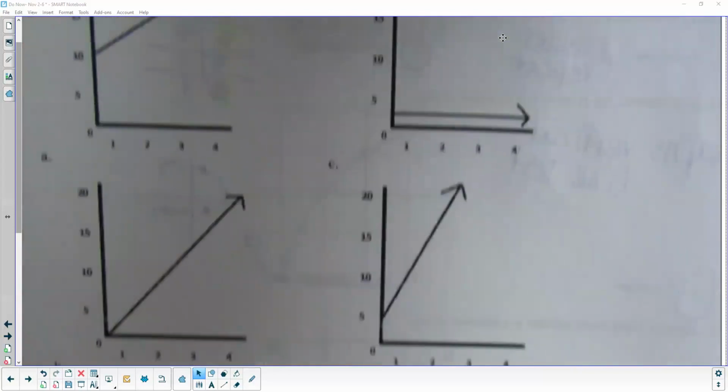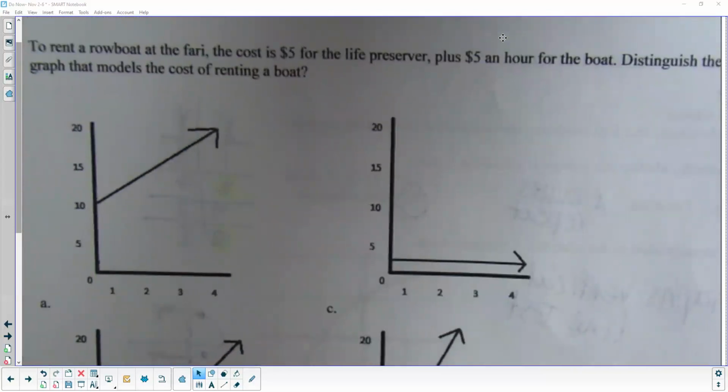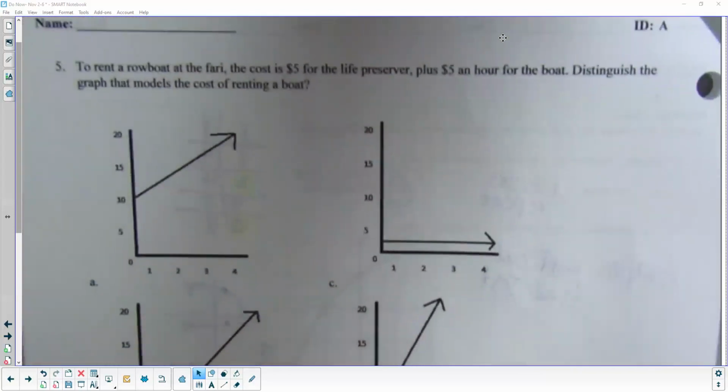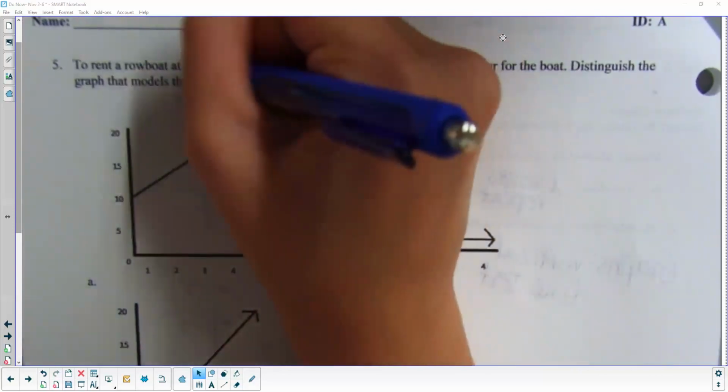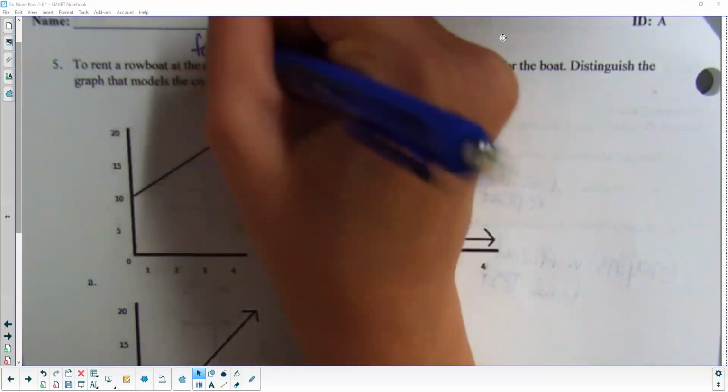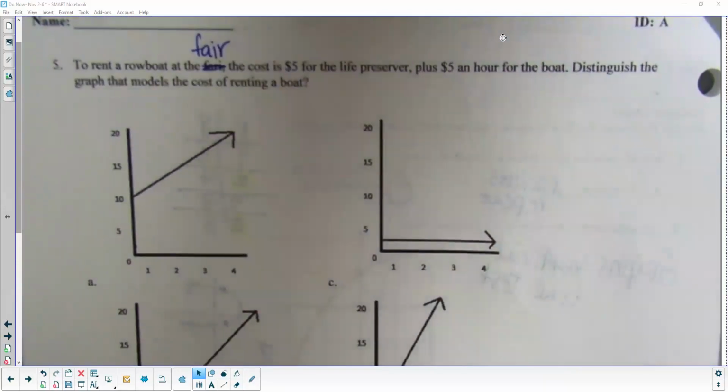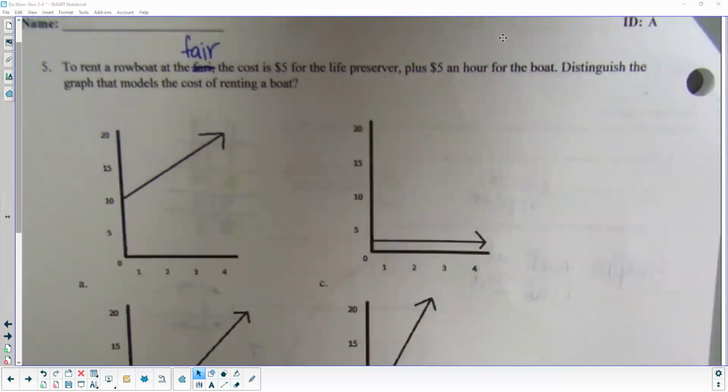All right, looking at the back side of the paper, this one is a word problem that we've got to match a graph to. I'm going to zoom out just a little bit here. So to rent a rowboat at the fair, it's supposed to be fair right here, not the ferry. I'm not sure what a ferry is. Teachers make mistakes all the time. The cost is $5 for the life preserver and $5 an hour for the boat. Distinguish the graph that models the cost of renting a boat.